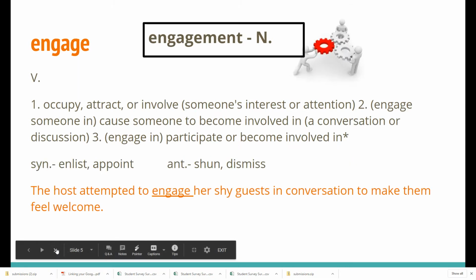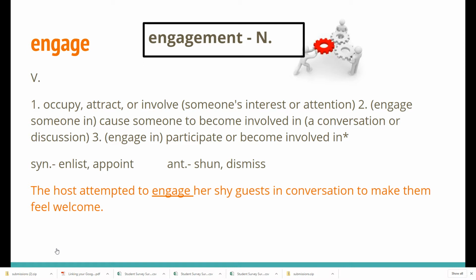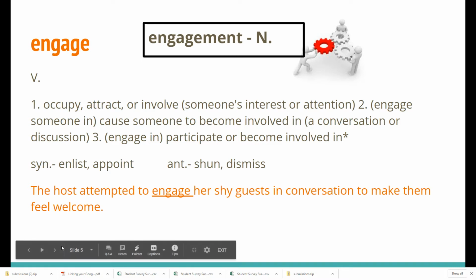Engage. Engage is a verb that means to occupy, attract, or involve someone's interest or attention. It also means to be engaged to someone, or causing them to become involved in a conversation or discussion. Or you can become engaged in participating or involved in some sort of activity. Synonyms: enlist, appoint. Antonyms: shun, dismiss. The host attempted to engage her shy guests in conversation to make them feel welcome.